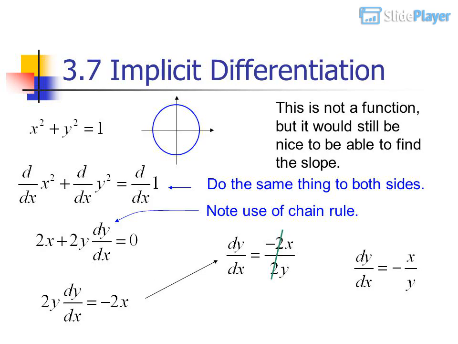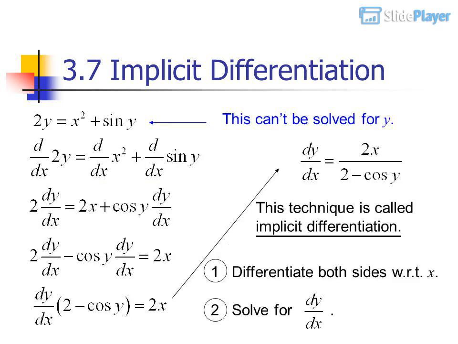3.7 Implicit differentiation. This is not a function, but it would still be nice to be able to find the slope. Do the same thing to both sides. Note use of chain rule. This can't be solved for y. This technique is called implicit differentiation.